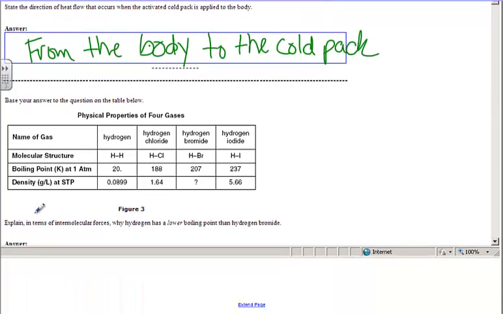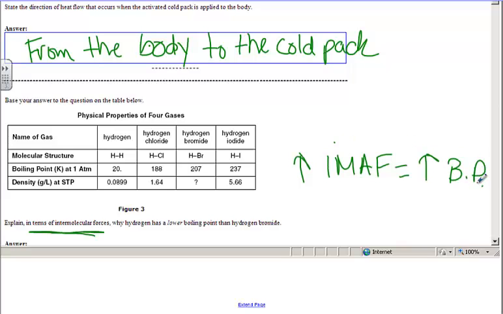Okay? Now this question says to explain in terms of intermolecular forces. Now I did this as a warm-up. So please remember that your answer needs to be in terms of intermolecular forces. Now, if we look back here, we say, well, if we're talking about intermolecular forces and the relationship to boiling point, well, why would hydrogen have a lower boiling point? Okay, well, high intermolecular forces, high IMFs, mean high boiling points. Okay, so if it's got a lower boiling point, then it's going to have lower IMFs. All right?